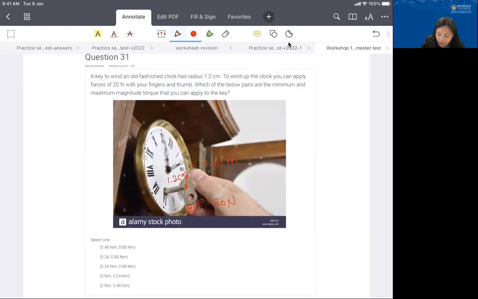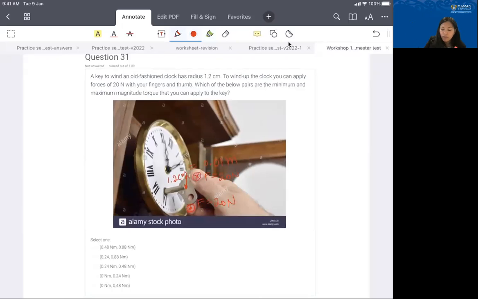So this dot, you can imagine it as an arrow, the arrowhead that's going out of the screen, because your finger is pushing on the key going out of the screen. And your thumb, let's indicate that with the arrow tail. Your thumb is pushing inwards. That's why you're seeing the tail of the arrowhead.